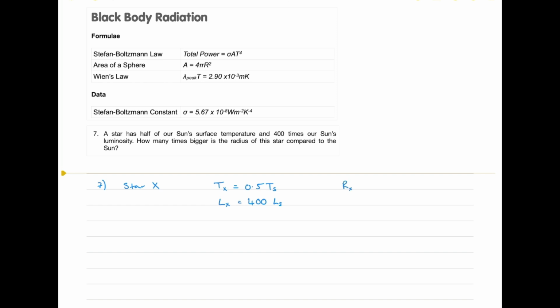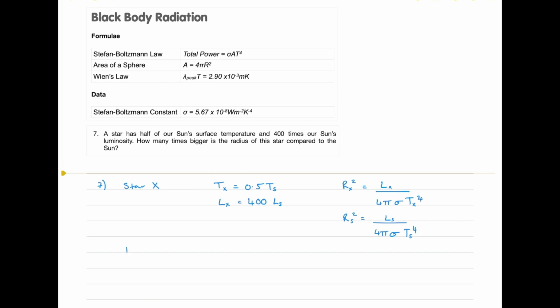We're interested in the radius. So the radius of X squared is equal to the luminosity of X over 4 pi sigma times the temperature of X to the power 4. So I've just rearranged the Stefan-Boltzmann law to put the radius in terms of the luminosity. And I'm going to do the same for the sun. Radius of the sun squared is equal to the luminosity of the sun divided by 4 pi sigma times the temperature of the sun to the power 4.